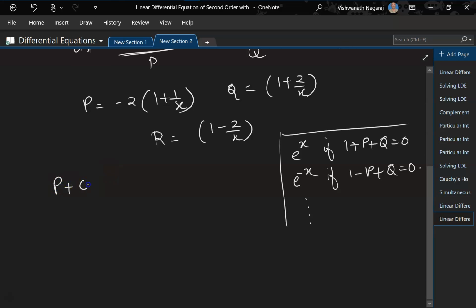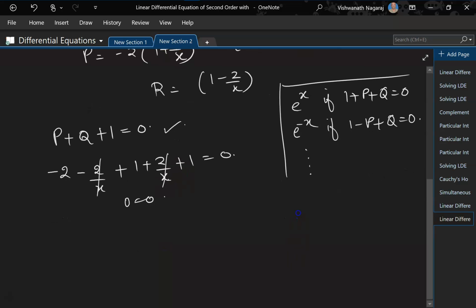So p plus q plus 1 equal to 0. Let's try this first. p is minus (2 plus 1/x), plus q is 1 plus 2/x, plus 1 equals 0. Now, minus 1/x and plus 2/x... the x terms combine, and 1 plus 1 is 2, minus 2 is 0. So this is the one, which means y equal to e to the power of x is an integral, right?